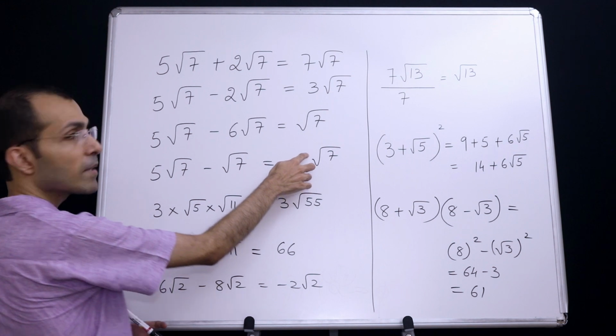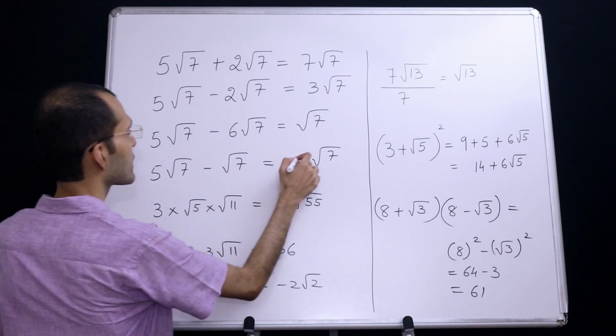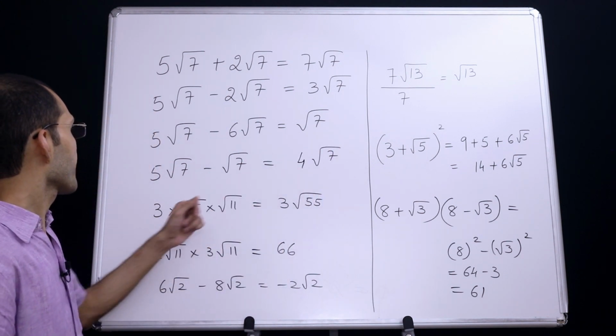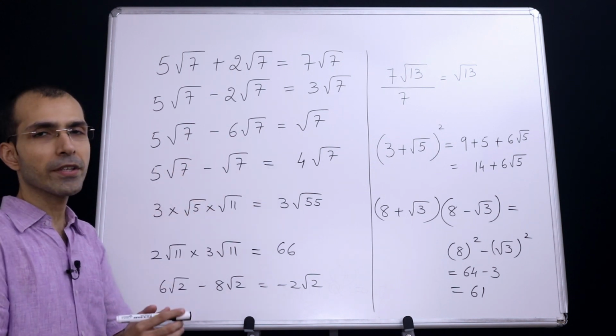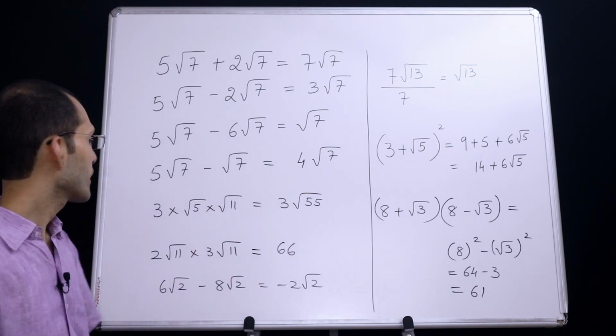6 root 7 it would be when there was a plus sign here. But this is 5 root 7 minus root 7. So it will be 4 root 7, because this is 1 root 7, no? So 5 minus 1, 4. 4 root 7. What is the meaning of 4 root 7? 4 into root 7.